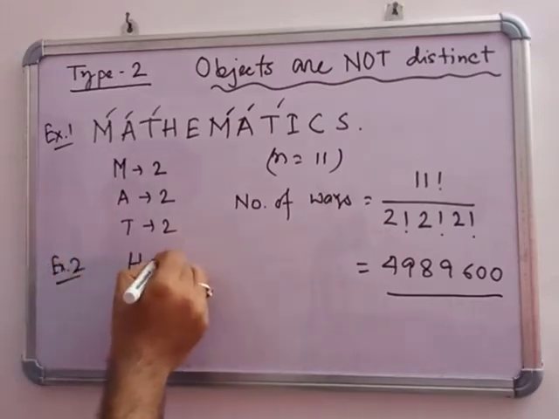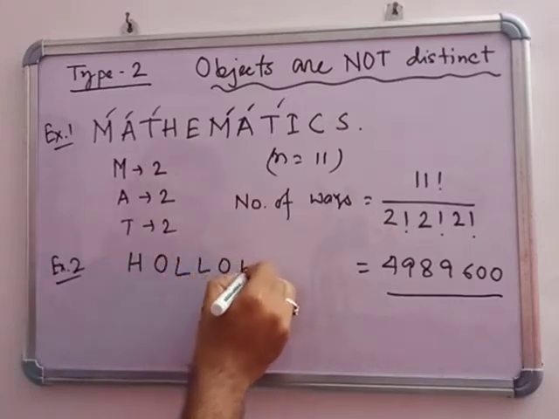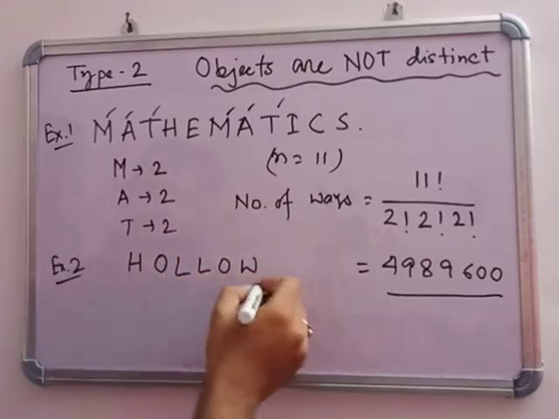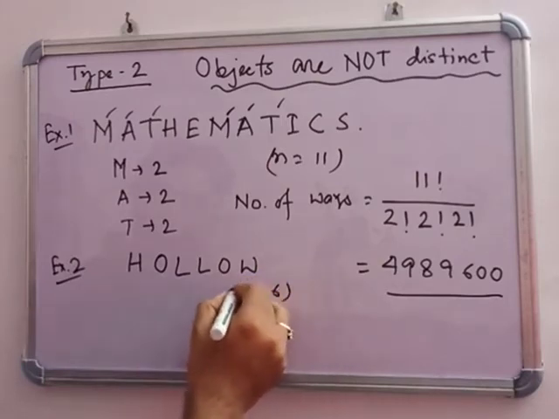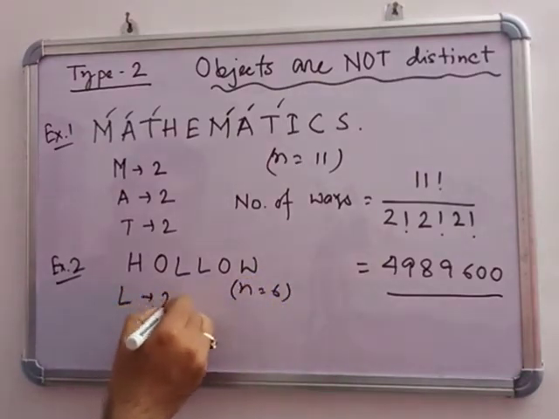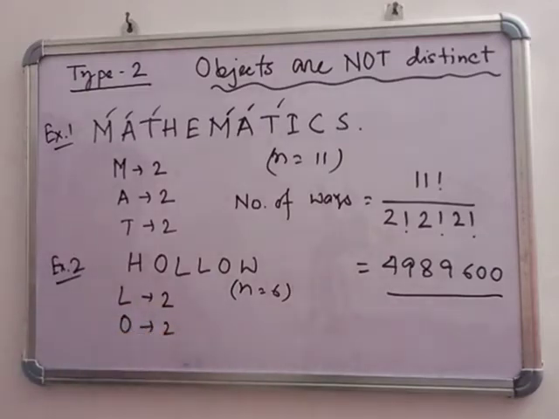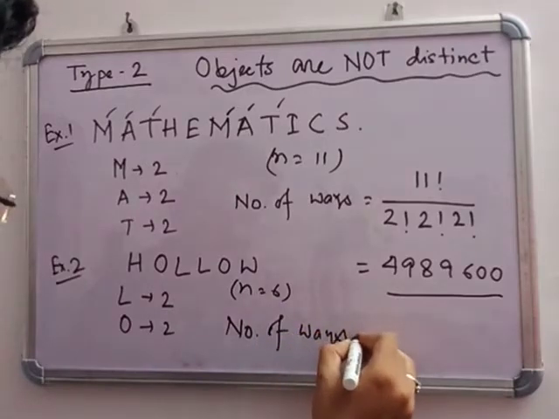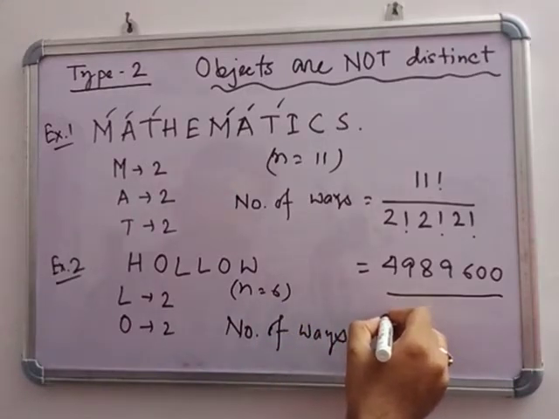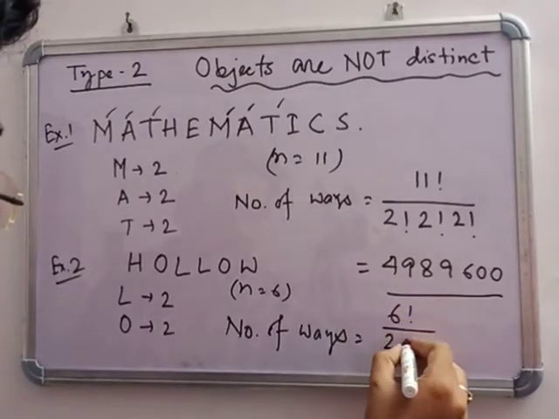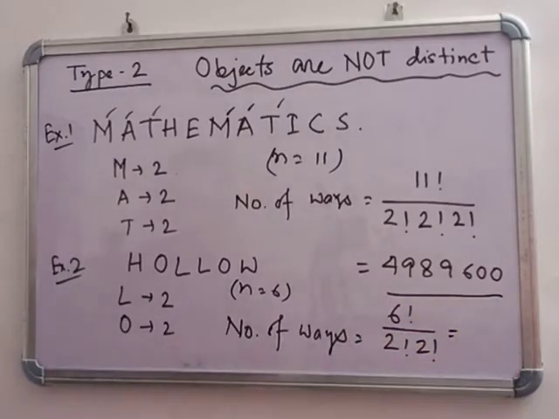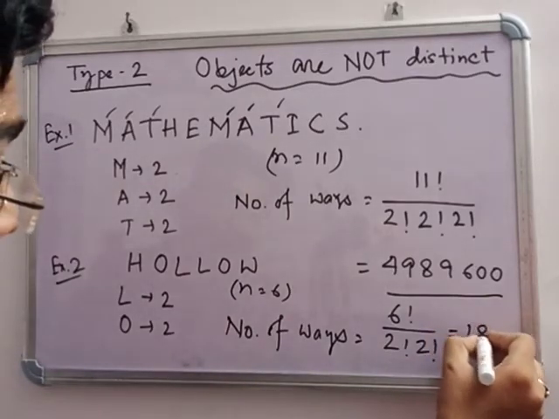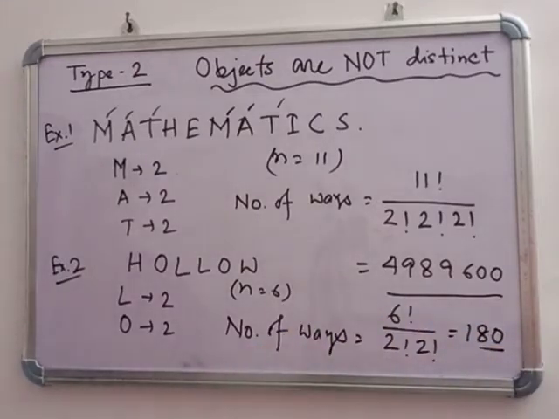The word HOLLOW. How many letters are there? 6 letters, so n equals 6. How many L are there? 2. How many O are there? 2. So the number of ways we can write is 6 factorial divided by 2 factorial and 2 factorial. After calculation we get 180. So 180 ways are there to arrange the word HOLLOW.